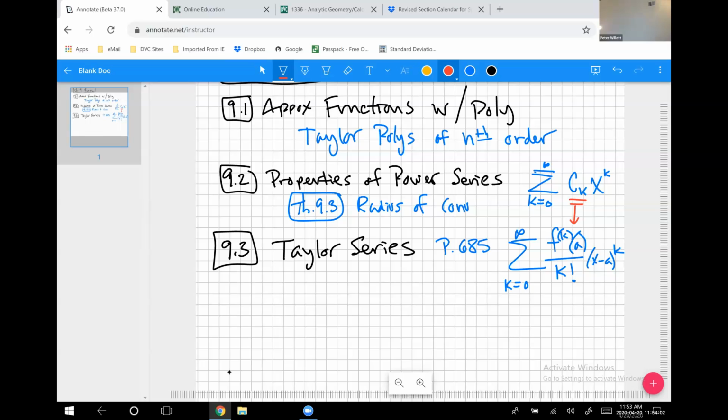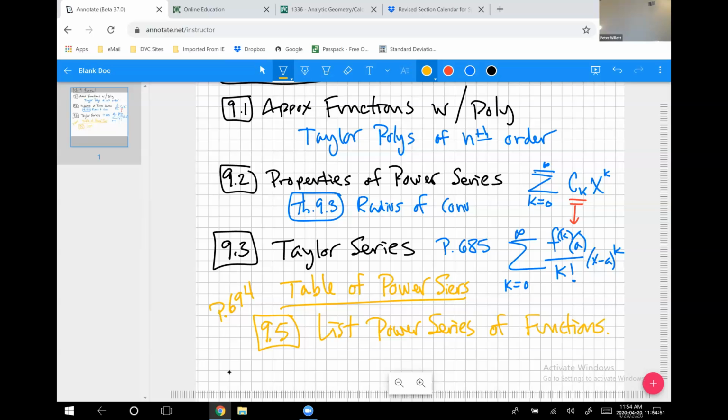So the table was on page 694. Table 9.5 on page 694, a table of power series, Taylor series, basically basic results. It lists power series of functions. So this basically is what they're building to.